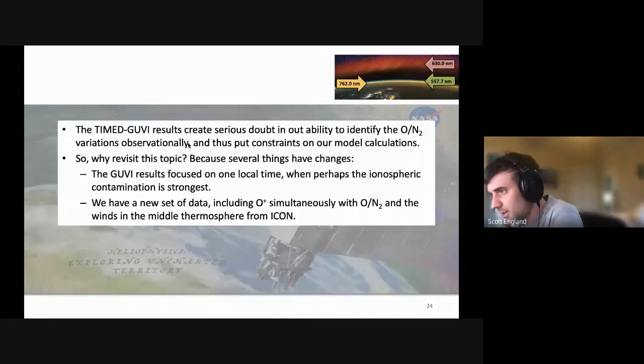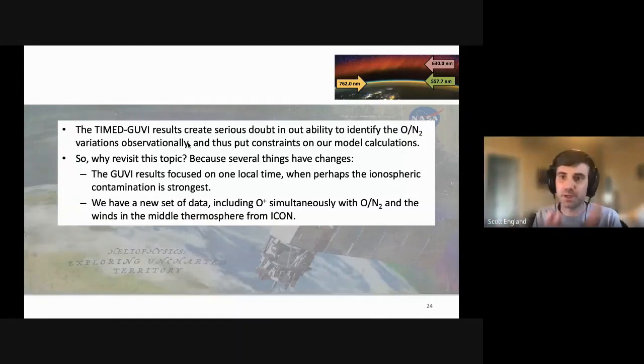But also ICON's giving us a whole bunch of stuff. We've got the O to N2. We can measure it in the same sort of way as GUVI does. We can also get the O+ remotely sensed, down there in the region where it would be giving us the contaminating signal. We can get the winds blowing all the way up in the middle thermosphere during the daytime, and some other stuff. So I want to tie all that together and say, does this idea hold when I look at it more carefully and with more data? Okay.